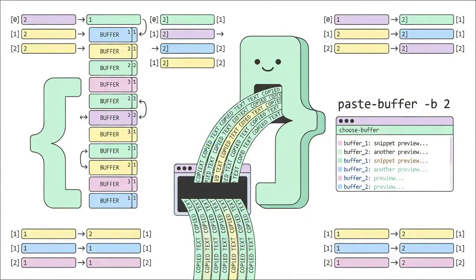Pasting is just as deliberate. With the prefix key held, press right bracket to paste the most recent buffer, buffer 0, into the active pane. To rotate through older buffers, repeat with the prefix and right bracket. Each press walks you backward through the stack.